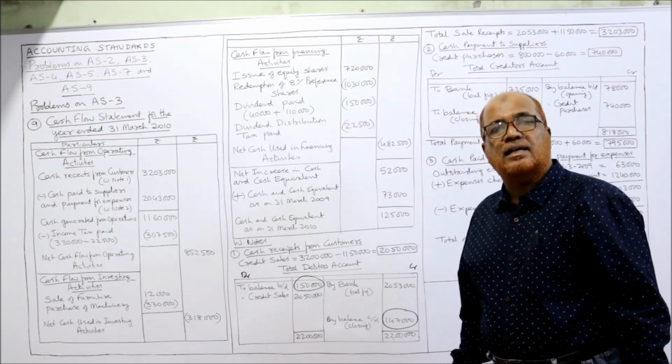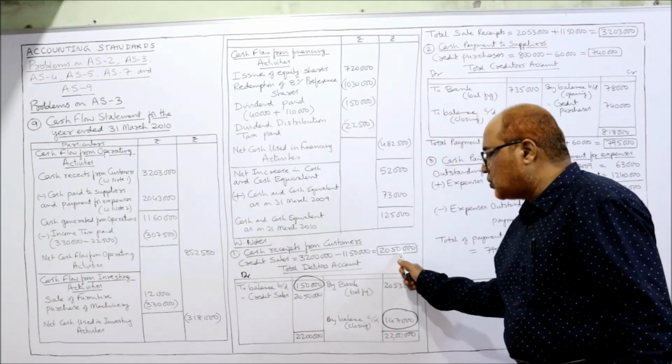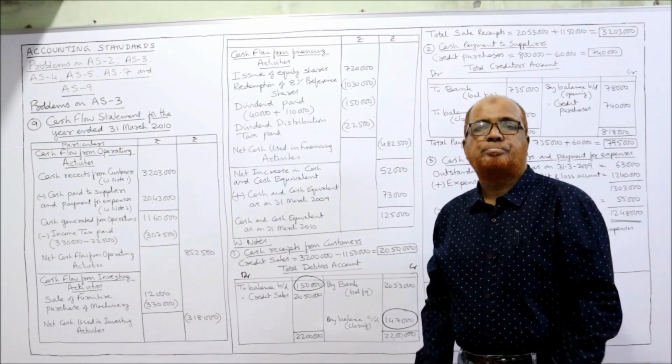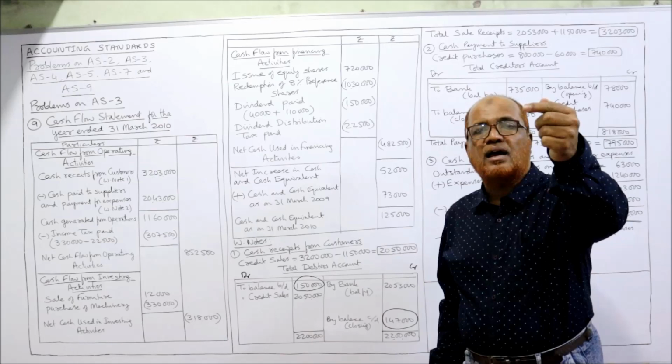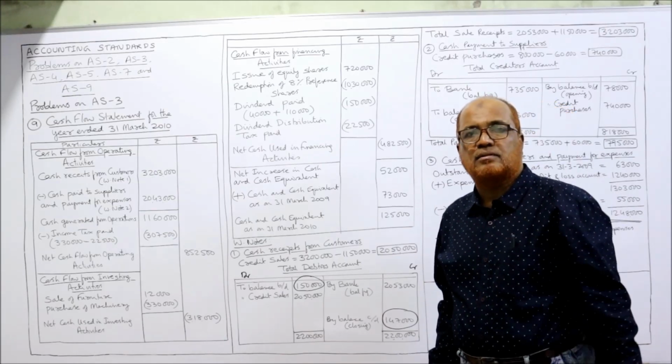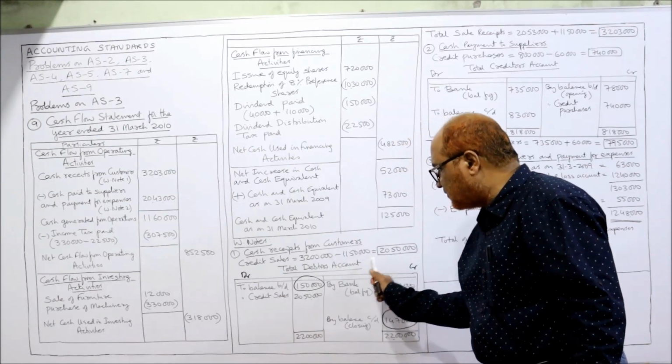Now credit sales. How much are the credit sales? We have calculated here: credit sales are 20,50,000. The entry for credit sales is debtors account debit to sales. So on the debtors account debit side, credit sales 20,50,000.